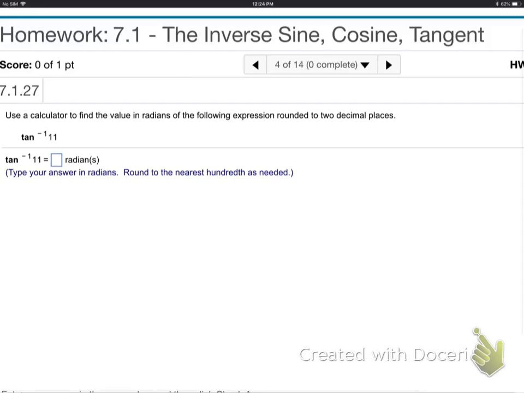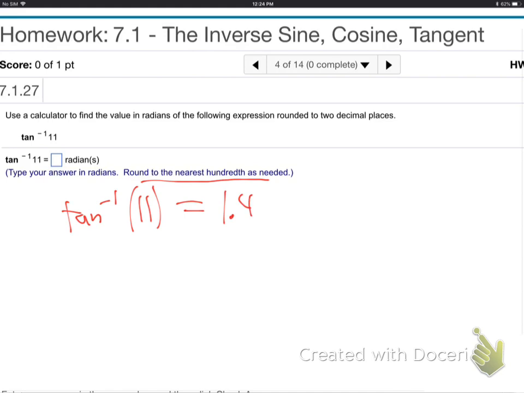Okay. Calculator. Let's hit the buttons. So they want tangent inverse of 11. So let's just hit the buttons. How do I know? It says round to the hundredths, so it's not something that's going to come off the chart. Now you got to make sure you're in what mode? Go to mode, go down to radian, make sure you're in the radian mode.